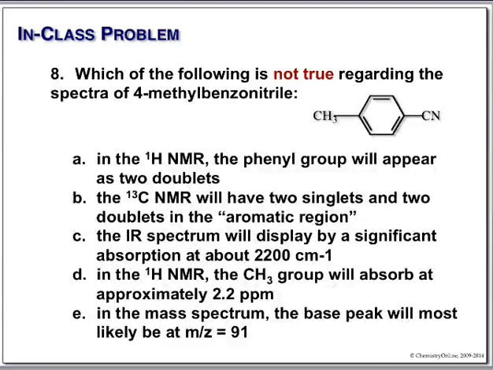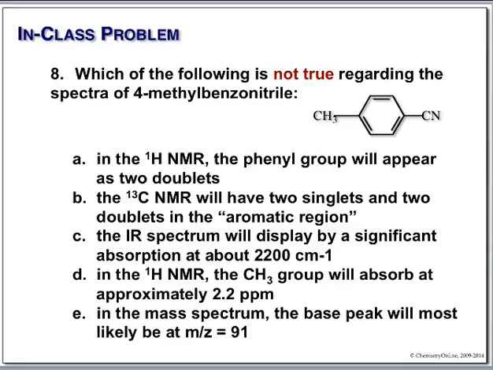All right, if we're looking at methylbenzyl nitrile, we have a nitrile group here, that's a carbon-nitrogen triple bond, and we have our benzene ring. In the proton NMR, the phenyl group will appear as two doublets. Well, we have a 1,4 disubstituted ring, and the substituents are different. So that means we have two different types of ring hydrogens. We'll call them A and B. A will split B into a doublet. B will split A into a doublet. So yes, we get two doublets. That's true.